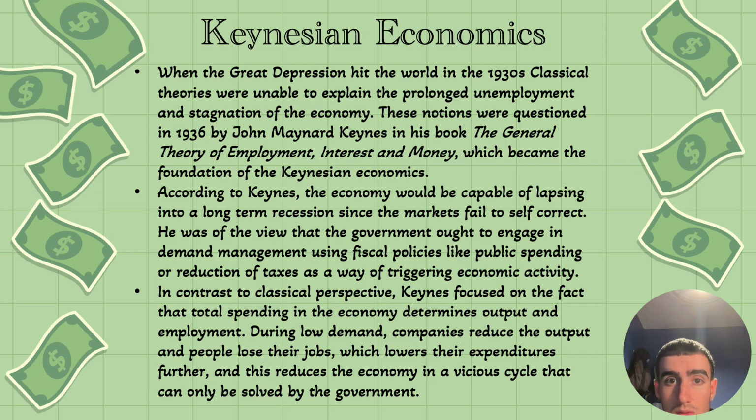Unlike the classical perspective, Keynes emphasized that total spending determines output and employment, asserting that during low demand, businesses reduce output. This ultimately leads to job losses and further economic decline. And Keynes says that this is a cycle that only government intervention can break. So he's really insistent on the fact that the government needs to intervene and include itself if the economy is going to work and stay and build off of itself.